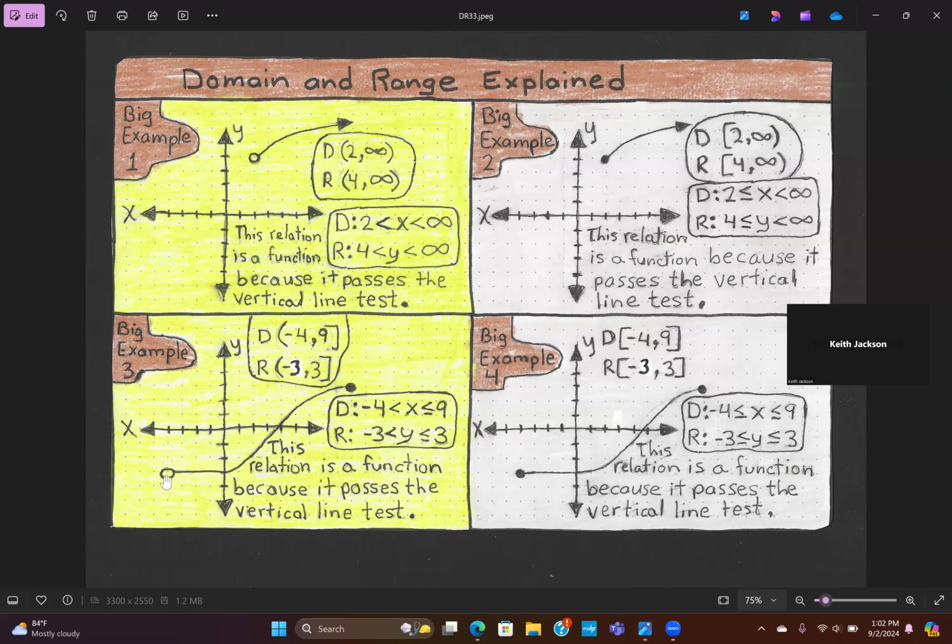And so with that in mind, because we have an open circle at -4, we have to put a parenthesis right here on the left side, next to the -4, while we put a bracket here on 9, because see, we have a closed circle, a shaded circle right here at 9.